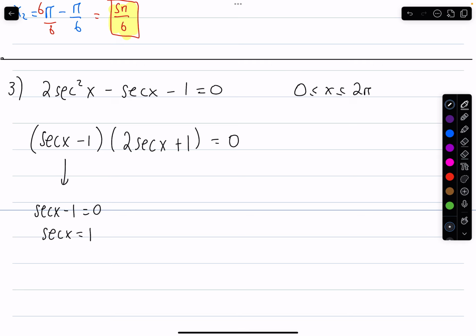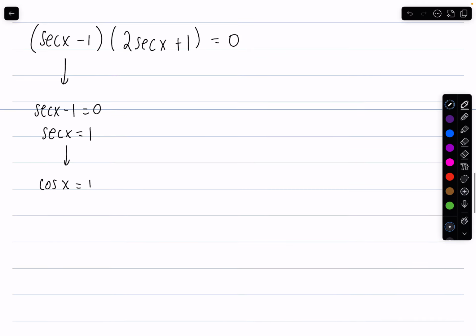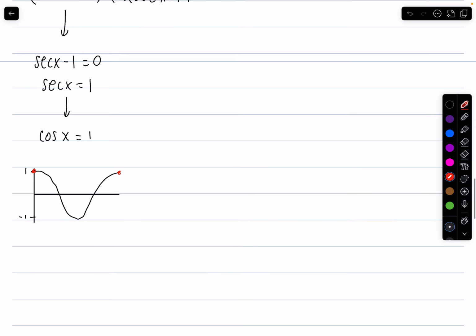So if secant x equals 1, we have to find out what cos x equals, because cos is the primary trig ratio of secant x. So we just do 1 divided by 1, which is also 1. Now this is nice because cos x equals 1. We know what the cos x graph looks like. It looks like this. So where does cos x equal 1? It actually happens 2 times. The first x value is going to happen at 0, and the next x value is going to happen at 2 pi. So from just this side, we got 2 solutions.